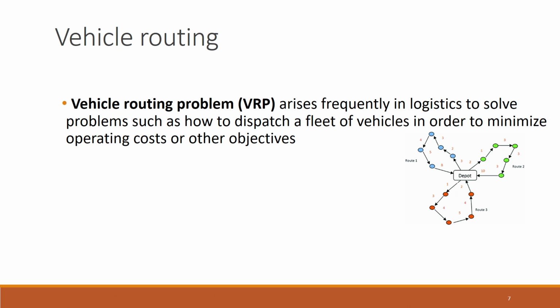So, this problem arises frequently in logistics to solve problems such as how to dispatch a fleet of vehicles in order to minimize the operating costs or other objectives. Okay. So, you can see that there is a diagram here, there is a depot node here, and then there are several circles of different colors. Each of them represents different customers and their respective locations.